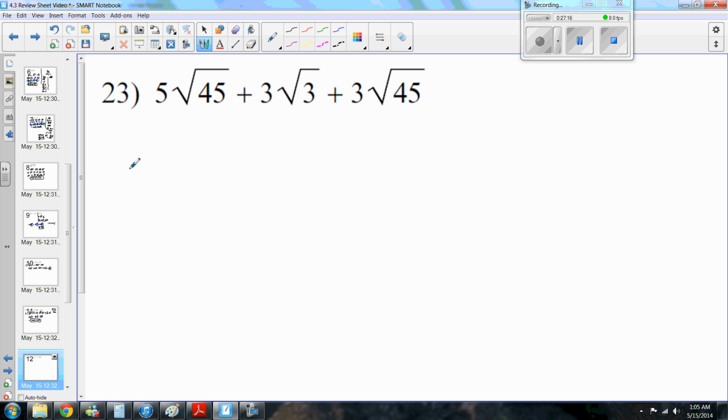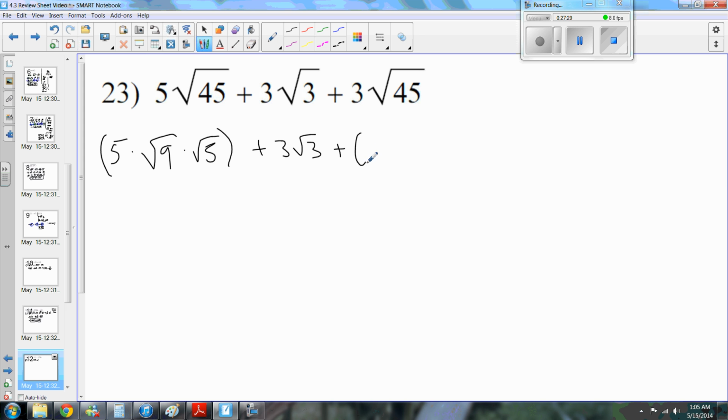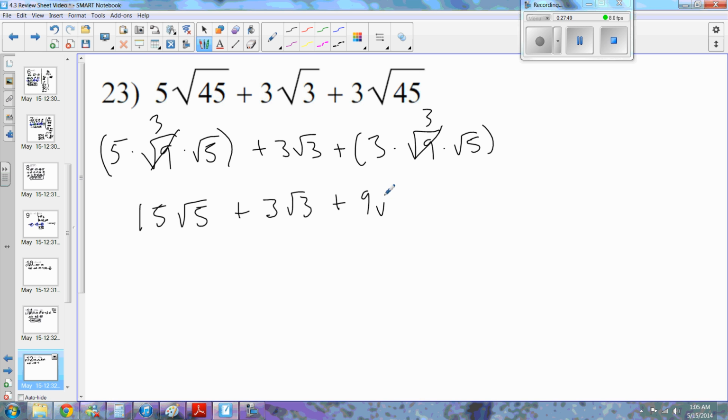Okay, same sort of result. This is 5 times, the greatest perfect square factor of 45 is 9, so root 9 times root 5. 3 root 3 cannot be simplified, so I'm just writing that to carry it through. Root 45 is once again root 9 times root 5, so I'm rewriting this. 3 and 3. 5 times 3 is 15 root 5. Carry down the 3 root 3. This is 9 root 5.